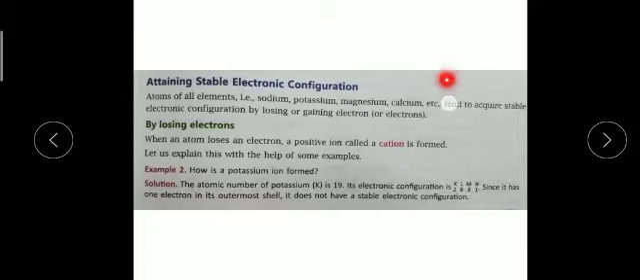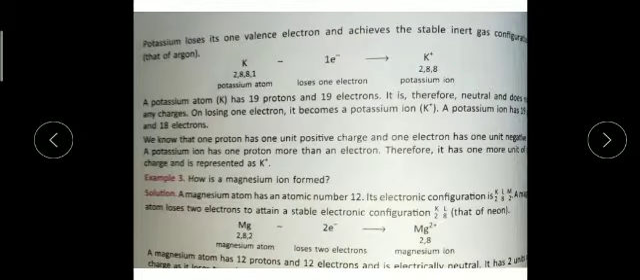By this example you can see that it can easily donate one electron and potassium will become stable. Since it donates only one electron, it will carry a 1 plus sign, so K plus. It will become a cation, K plus. Earlier the electronic configuration of the potassium atom is 2, 8, 8, 1.